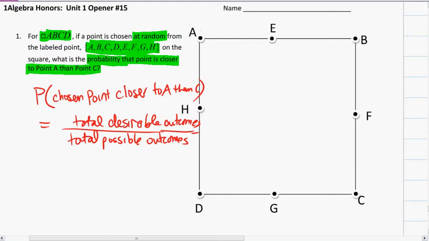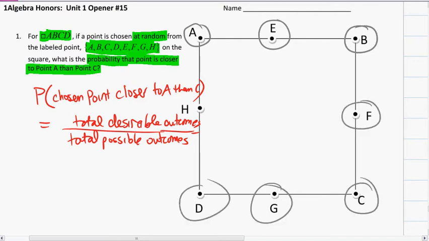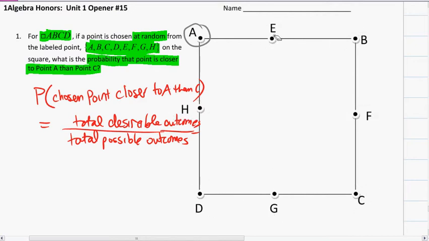So let's look at the total possible choices. The total possible choices are, I could have picked A, I could have picked E, B, F, C, G, D, and H. So that is 3, 5, 8. So 8 possible locations. So my denominator, total possible outcomes, is 8. Now, points closer to A than C. So we'll circle these in different colors. Blue will mean closer, red will mean not.